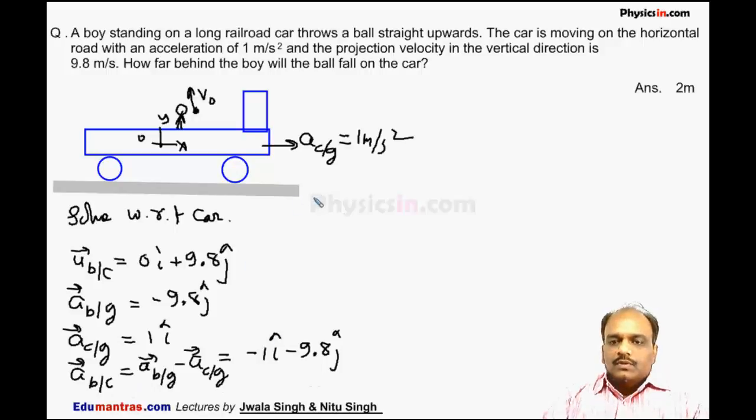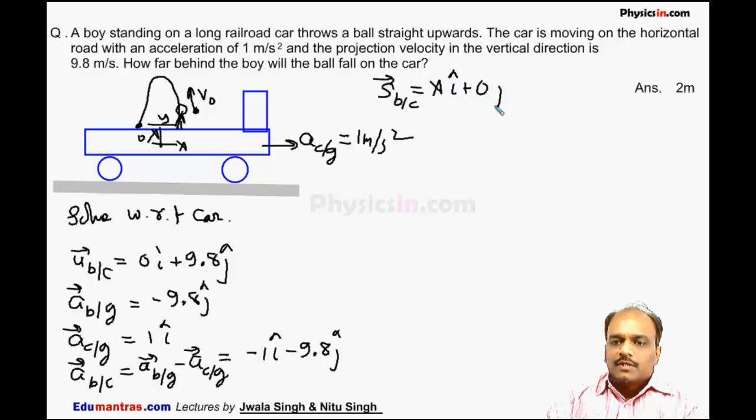Now let the ball move like this. It goes upward and it falls here. With respect to car, it falls a distance x. So the displacement of the ball with respect to car, let it be x coordinate. X displacement is x i cap, and the vertical displacement is 0 j cap. When it will strike the car, the vertical displacement is 0.